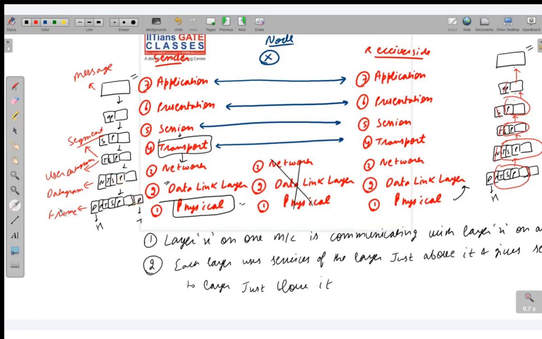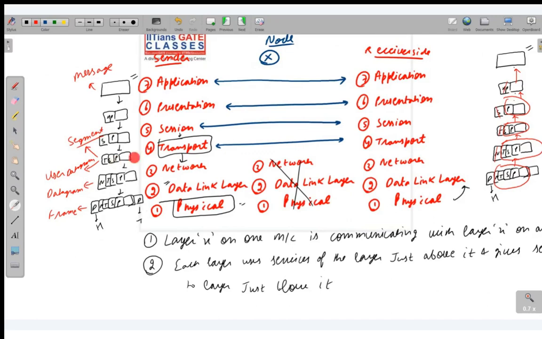In the GATE exam they will give you numericals and questions, they will use frame size or frame. As soon as you see the word frame in the question, you will say the question is related to data link layer. They will not explicitly mention it, you have to think about it. Sometimes they will use the word datagram. The moment they use the word datagram, you will say they are talking about network layer. Sometimes they will use the word segment, so you will say they are talking about transport layer, and so on. So these are the terminology, packet name.